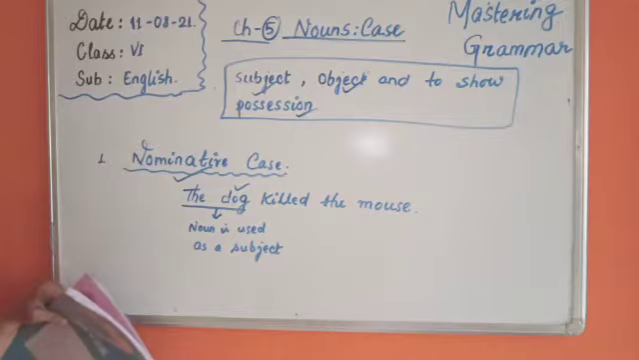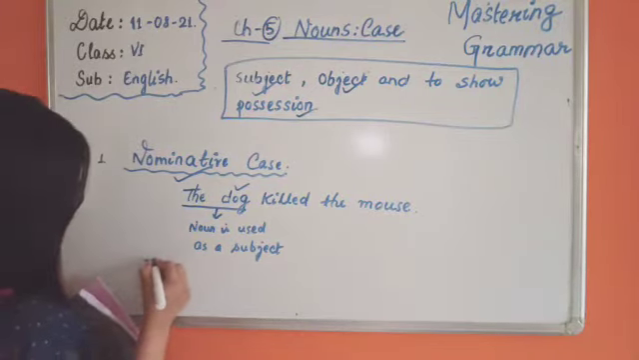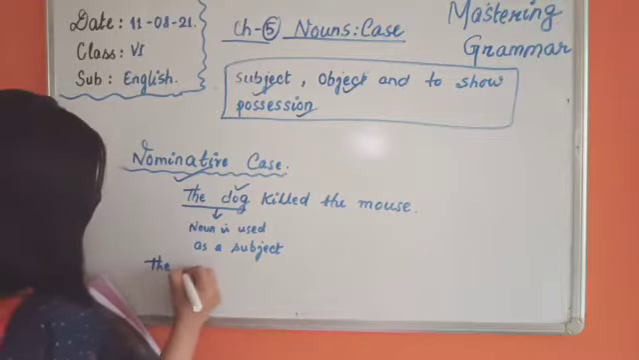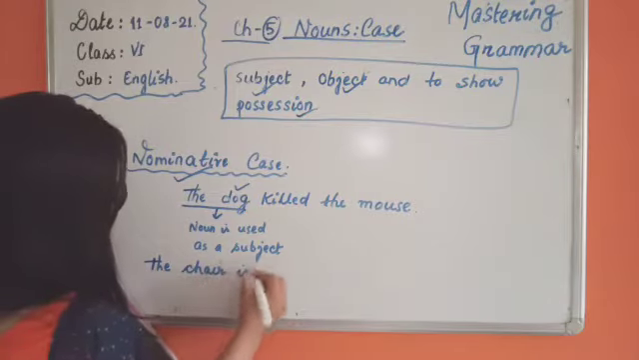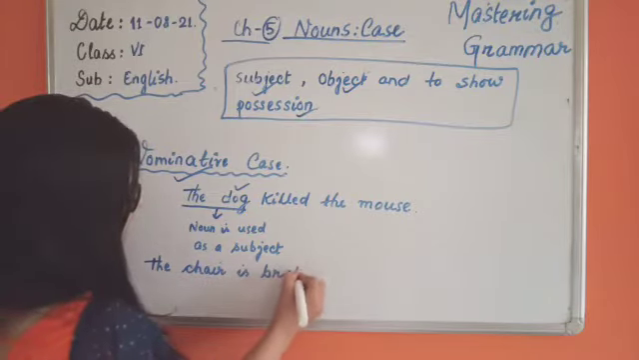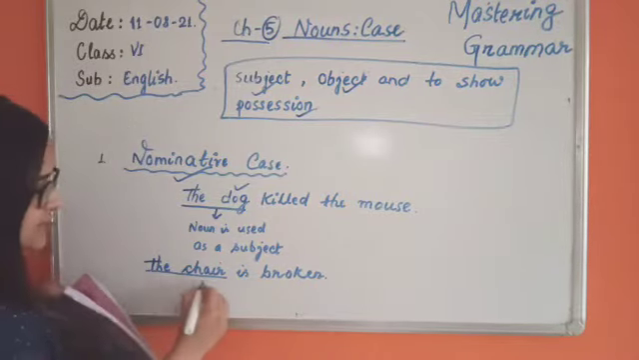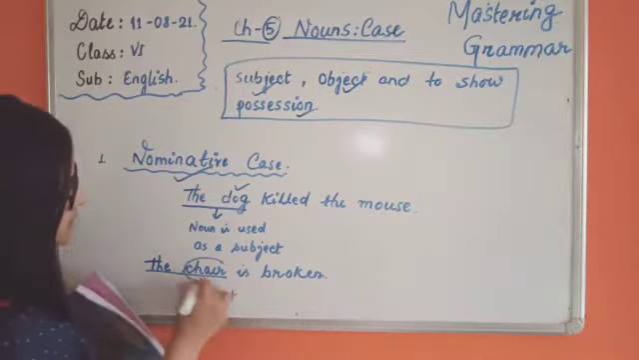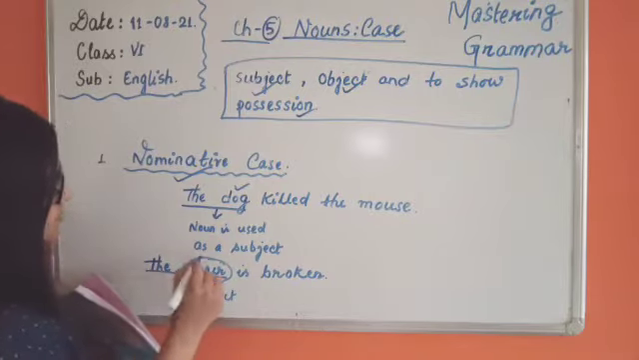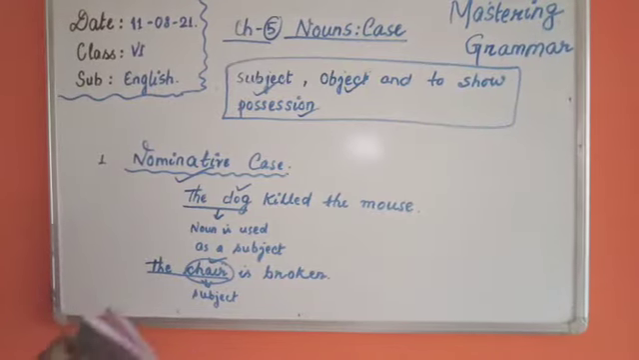Okay, now let me give you some more examples. The chair is broken. Yes, can you see that this part is my subject and here it's also a noun, so we are using this noun as a subject as well. So again here the chair is in nominative case. Okay, I hope children this is clear.